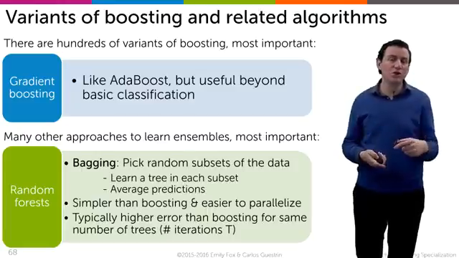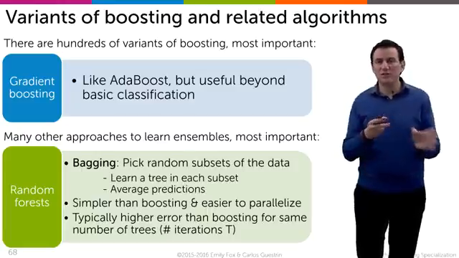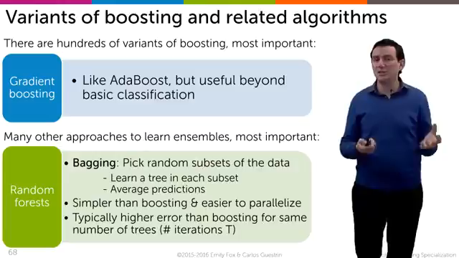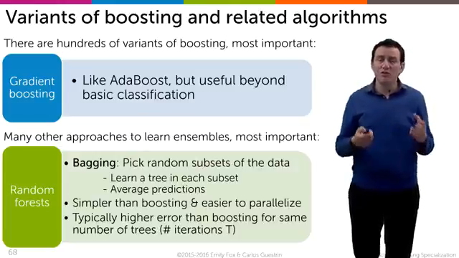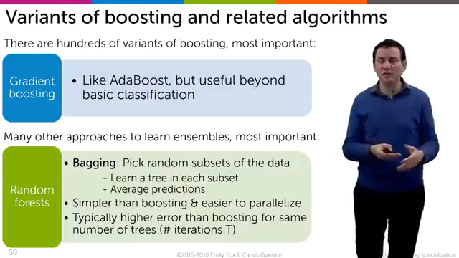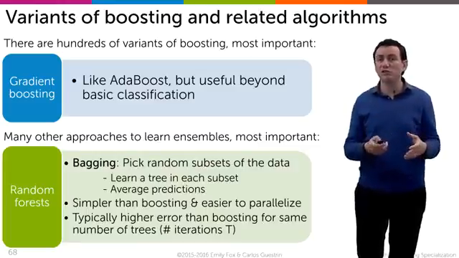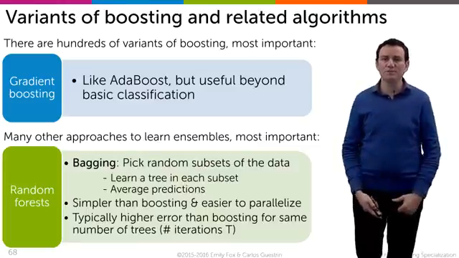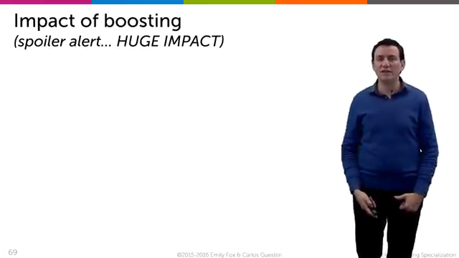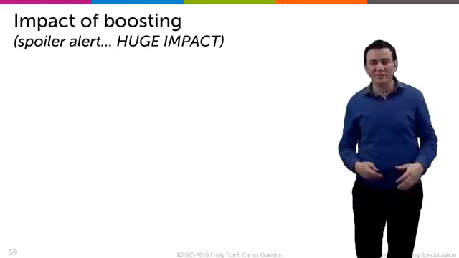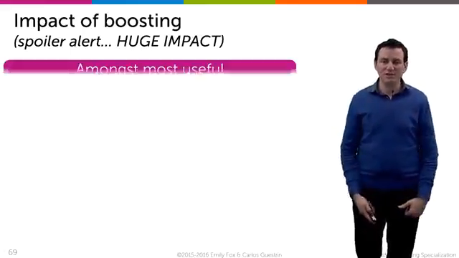So you're not optimizing the coefficients w-hat, and we're learning from different subsets of the data. It's easier to parallelize, but it tends to not perform as well as boosting for a fixed number of trees. So for 100 trees or 100 decision stumps, boosting tends to perform better than random forests. Now let's take a moment to discuss the impact boosting has had in the machine learning world. And hint, hint, it's been huge.